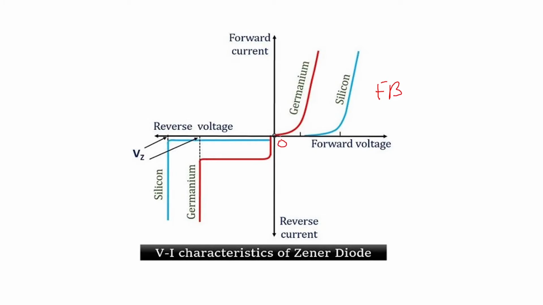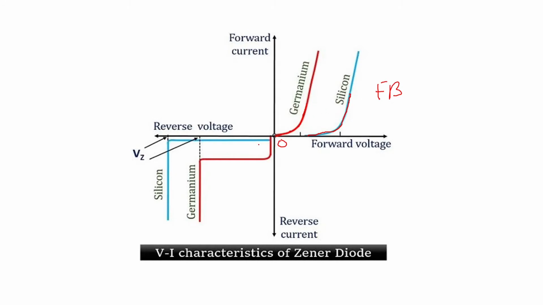If you start from 0, as you increase the forward voltage, germanium will have a knee voltage of 0.3 and silicon will have around 0.7, and once the applied voltage crosses that knee voltage, the current goes on increasing. Even here, if you cross the knee voltage, the current will go on increasing. So this is the forward bias condition, which is the same as your ordinary PN junction diode.